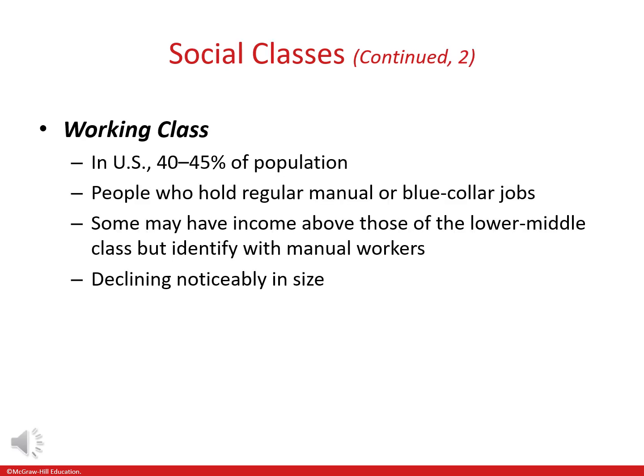The working class has a huge chunk of the population, about 40 to 45%, and they are people that work in factories, have blue-collar jobs, manual labor. Some may have income above those of the lower middle class, but identify as manual workers, depending on where they work. If they're a factory worker, they still might be pulling in a ton of money. So sometimes they might be the working class that's also part of the middle class, or the working class that's part of the lower class. And this portion of society is decreasing.